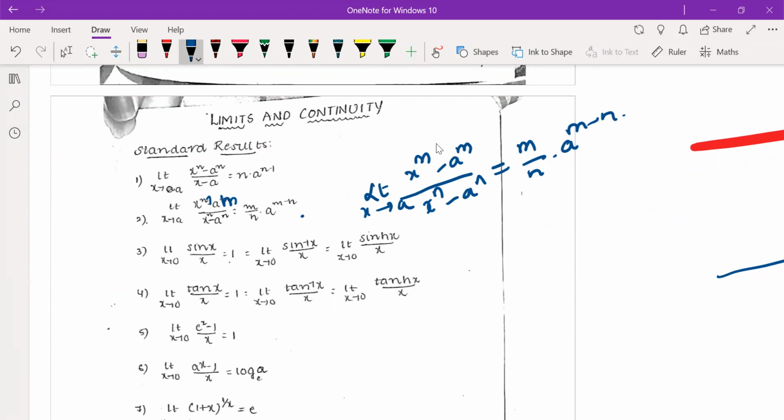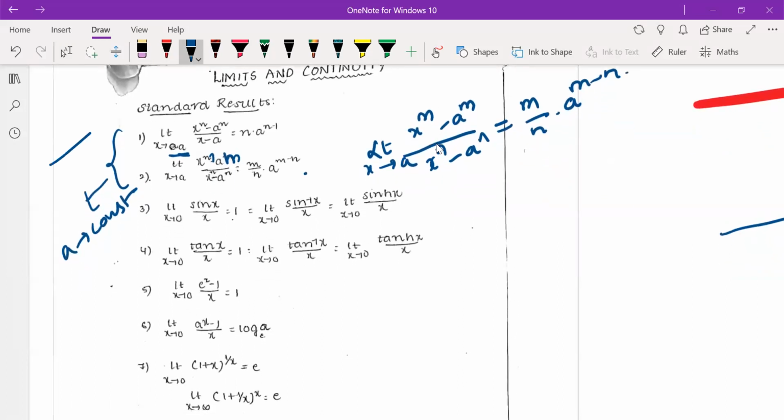In these two cases, a is a fixed constant, but x is a variable. x moves in the neighborhood of a. The limit is nothing but the value of this function when x reaches a.